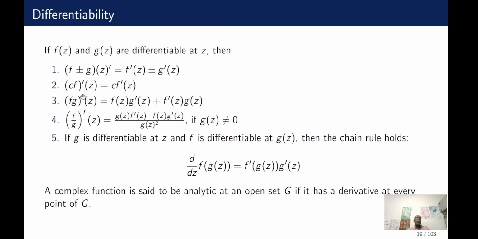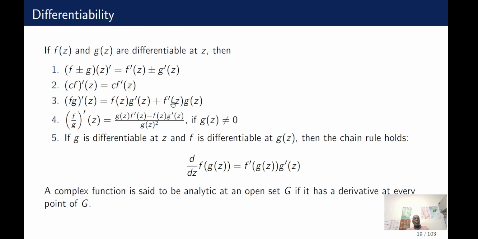Then the third one is on products. If you are differentiating a product, this is the product rule. What will happen is you keep your f and differentiate g. Then in the second term, you keep your g and differentiate f. So number three is basically what we called the product rule.